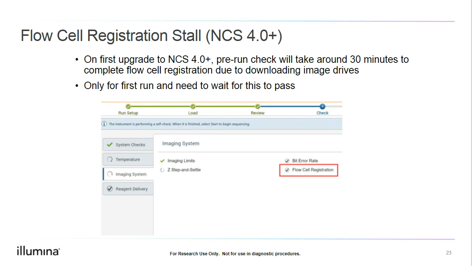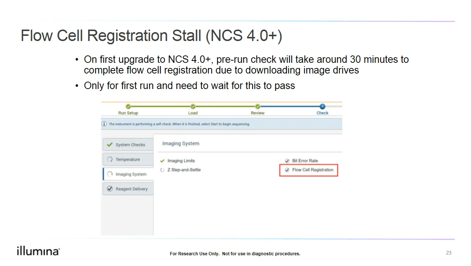The flow cell registration issue appears after the upgrade to NCS version 4. During the pre-run check, which normally takes about 10 minutes, there's a delay during the flow cell registration check that can take up to 30 minutes. This increased time is due to the instrument downloading image drives.